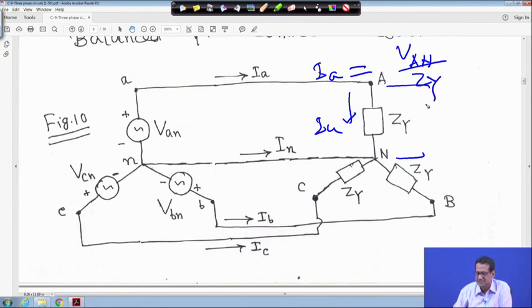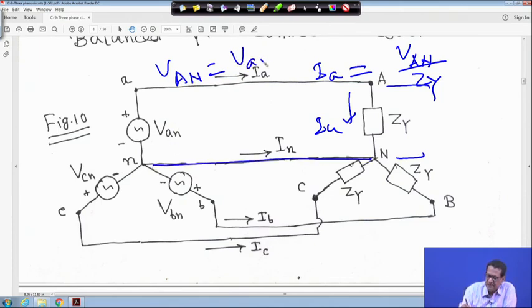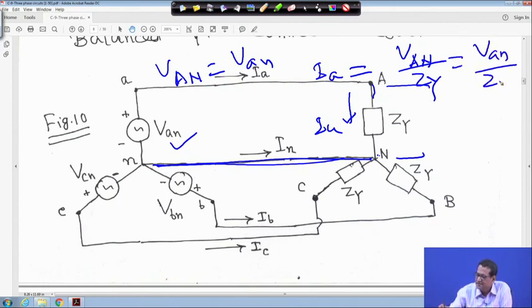Because the voltage here is VAN, so VAN upon ZY. And this VAN is equal to the small van, this voltage, because no element is connected here. So VAN is equal to this VAN, and you can write IA is equal to VAN by ZY, right? Similarly for IB and IC.